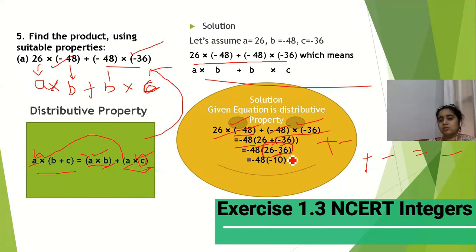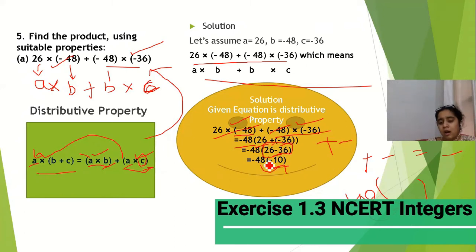So if you see that the greater number is 36 and this 36 is negative, so our answer is negative. I have told you that negative numbers should always be in a bracket, so I put this 10 in a bracket. In my next step, I will multiply this 48 by 10, because a bracket means multiplication. If you have any number outside the bracket, it means you have to multiply those numbers with each other.